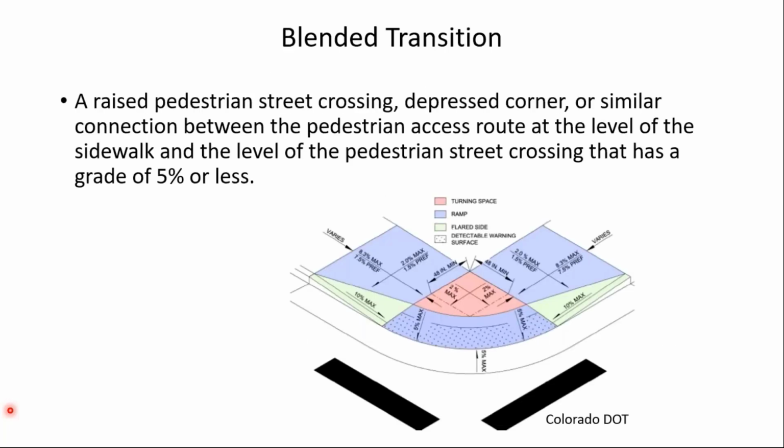First term is blended transition. This is a raised pedestrian street crossing, also called a depressed corner, connection between the pedestrian access route and the street, and the maximum grade is 5% or less. And a key thing with the blended transition is notice the curb is missing around the entire corner here. So we need the detectable warning surfaces.